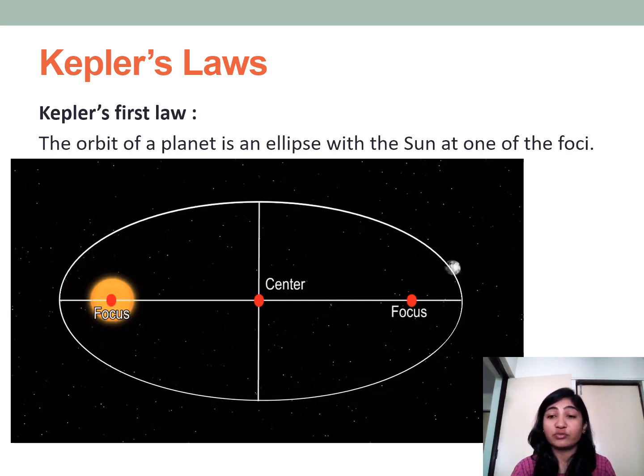Okay, so Kepler's first law is very simple. The orbit of a planet is an ellipse with the sun at one of the foci. So the sun is at one of the foci and the planet is revolving in an elliptical orbit. The orbit of the planet is an ellipse, it is not a circle. This is the first law. Kepler says that the orbit of the planet is an ellipse, and in the ellipse the sun is at one of the foci, not at the middle center. Remember this, a simple law.